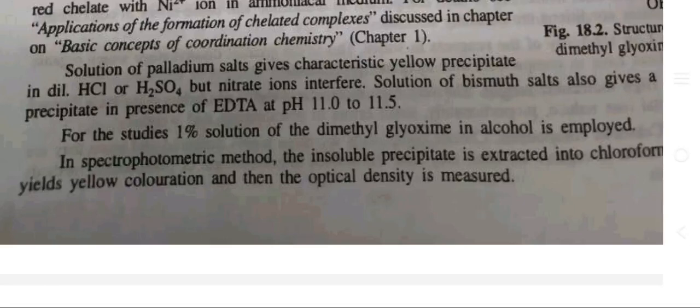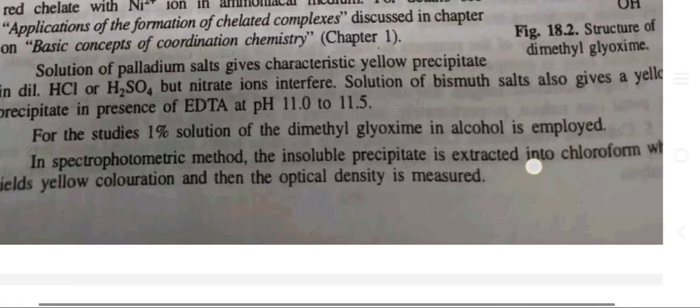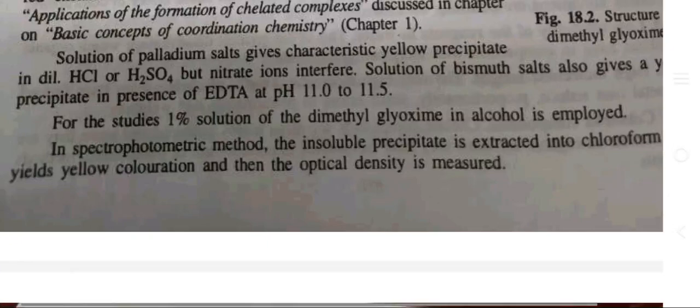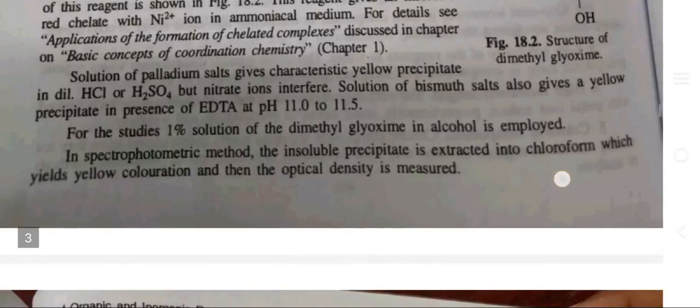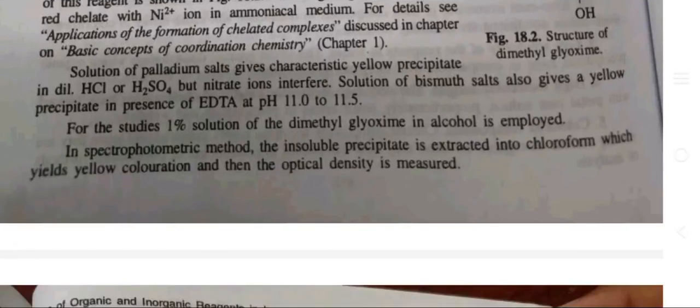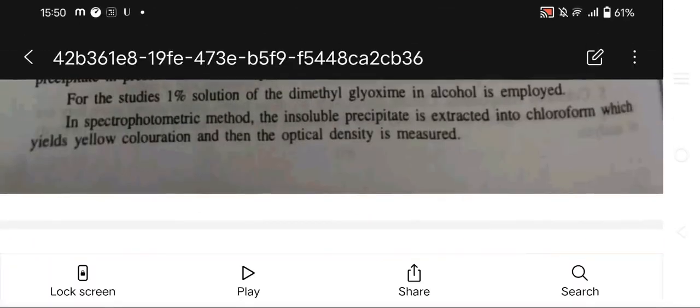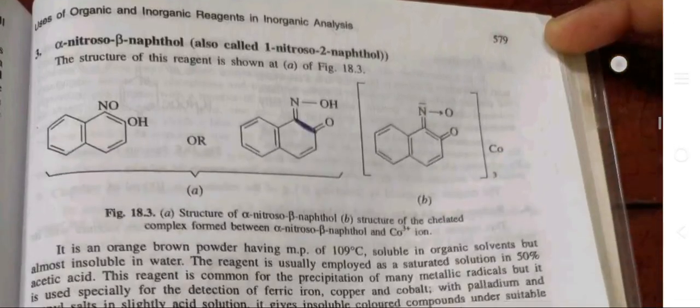Solution of palladium salt gives a characteristic yellow precipitate in dilute HCl or H2SO4, but nitrate ions interfere. Solutions of bismuth salt also give a yellow precipitate in presence of EDTA at pH 11 to 11.5. For these studies, 1% solution of dimethylglyoxime in alcohol is employed. In the spectrophotometric method, the insoluble precipitate is extracted into chloroform which yields yellow coloration, and then the optical density is measured.